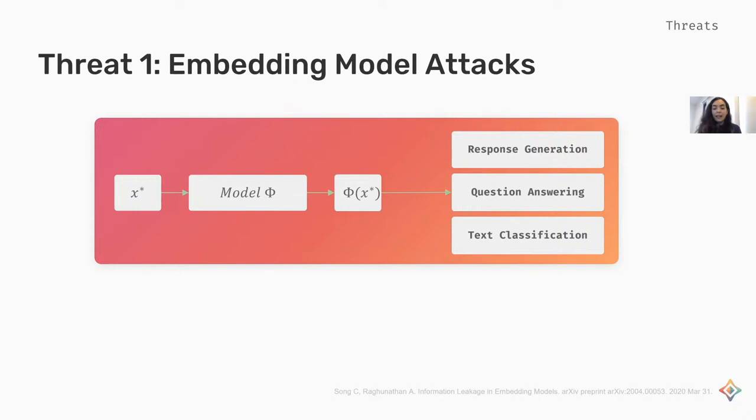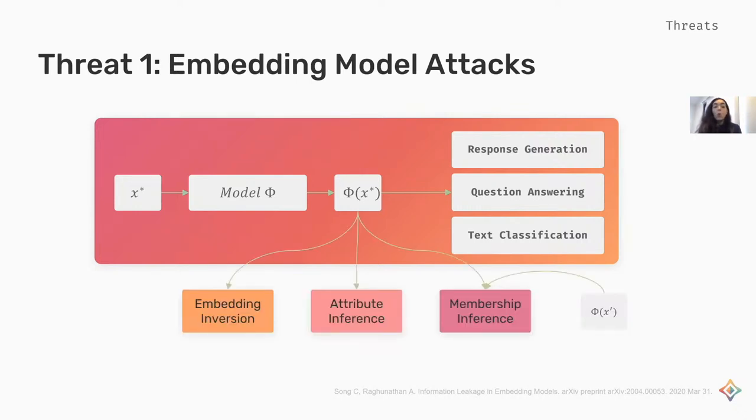There are three sets of attacks that can be mounted on this embedding. One is embedding inversion, in which the attacker tries to invert the embedding and find the actual sequence, XA star. The other is attribute inference, in which the attacker tries to infer attributes about XA star. And the last one is membership inference, where the attacker tries to infer if XA star or its context, X prime, have been used for the training of the embedding model.